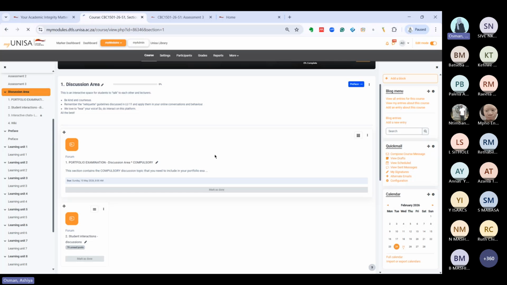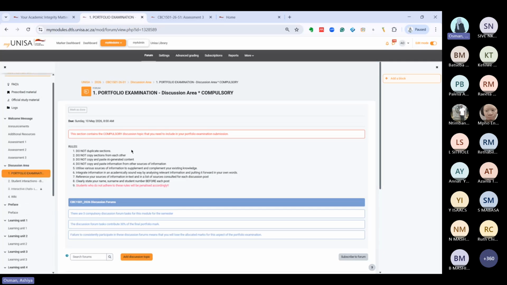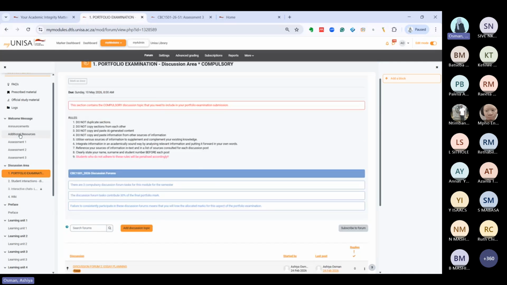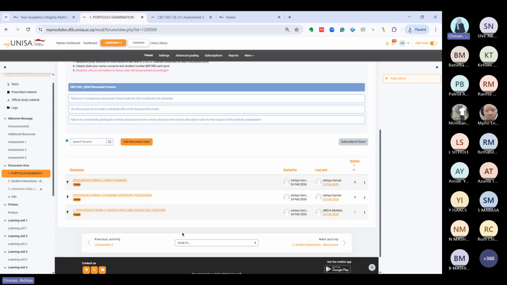Students, please don't put unnecessary posts in here. This is a very strict post and forum only for your portfolio exam, all right? I've put in the rules. You are not allowed to create different discussion forums. This is what I want to see on the front page only. You do not add a discussion topic here. Do you understand that? All right.